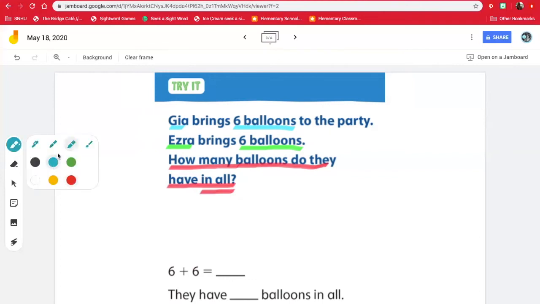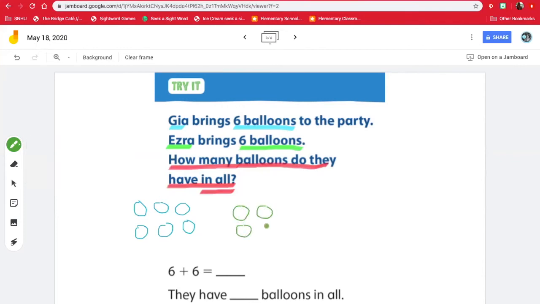So let's draw a picture. I'm going to draw circles for Gia's balloons. 1, 2, 3, 4, 5, 6. And let's draw Ezra's balloons. He also brought 6. 1, 2, 3, 4, 5, and 6. So as we can see here, we are adding 6, because we can look up here and see 6 circles representing the balloons, and 6. This is a doubles equation because 6 and 6, they're both the same number for the addends.